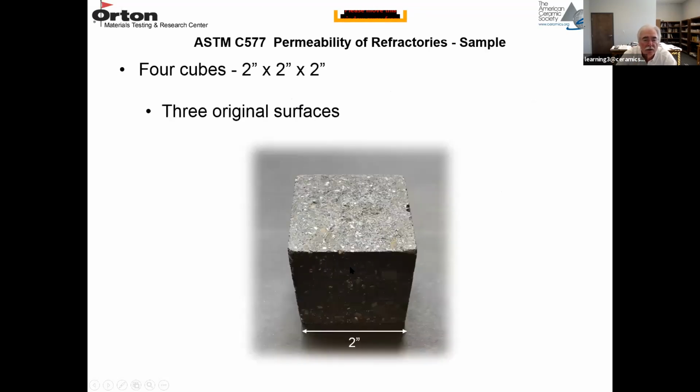The sample size is usually a 2-inch cube. If you cut a 2-inch cube, you can have 3 original surfaces. This is an original surface. This is a cut surface. Other sample configurations could be a 2-inch tall, 2-inch diameter cylinder. We've used all different shapes and sizes depending on how much material is available.